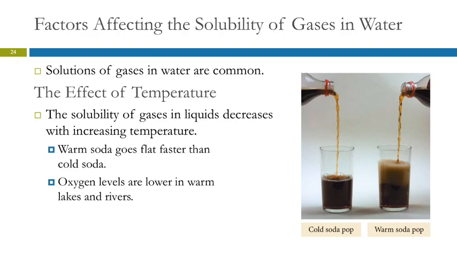Pour 2 glasses of soda, put one in the refrigerator, leave one out on the counter. Come back a couple hours later and taste them. The one in the fridge is going to be fizzier than the one on the table. What this means is that oxygen levels are lower in warm lakes and rivers. So tropical fish are adjusted to living in warm water, and so they are accustomed to the lower oxygen level.